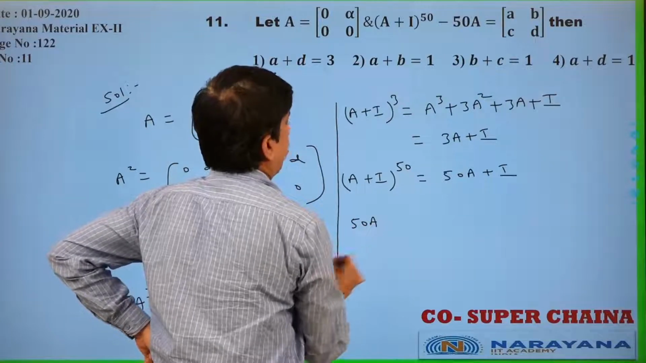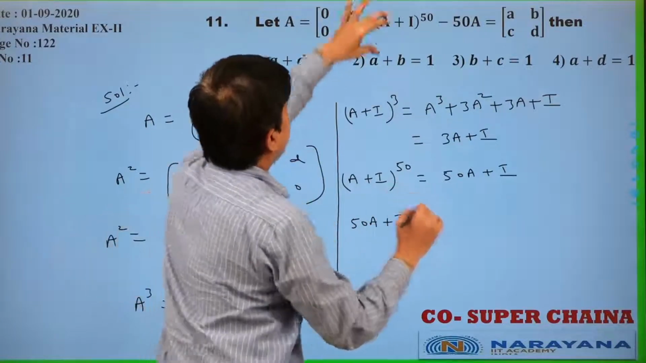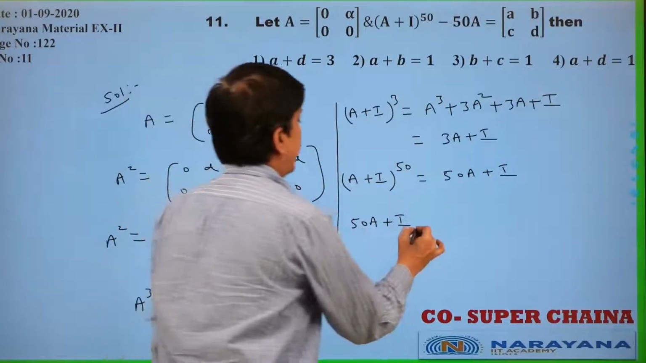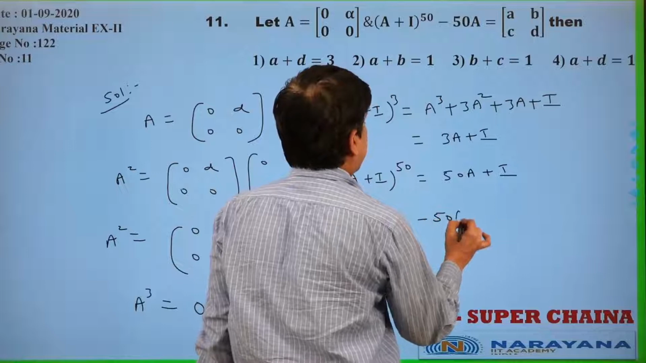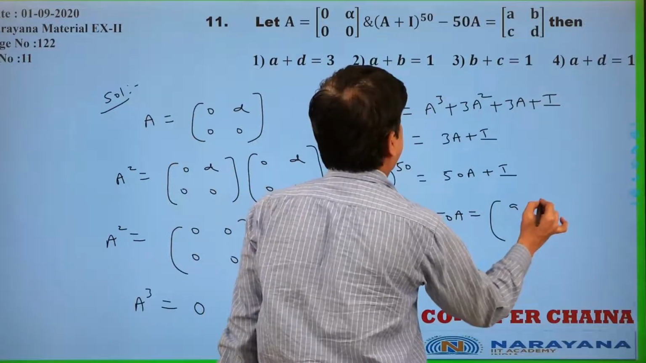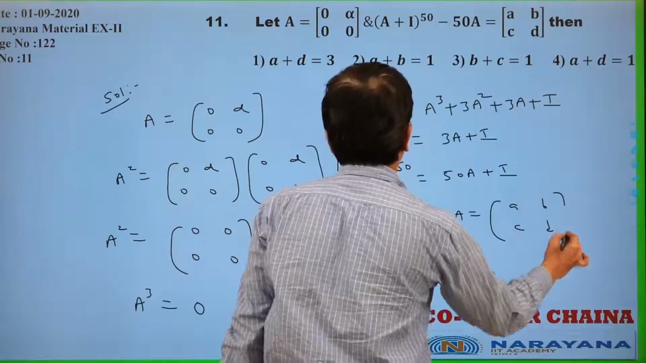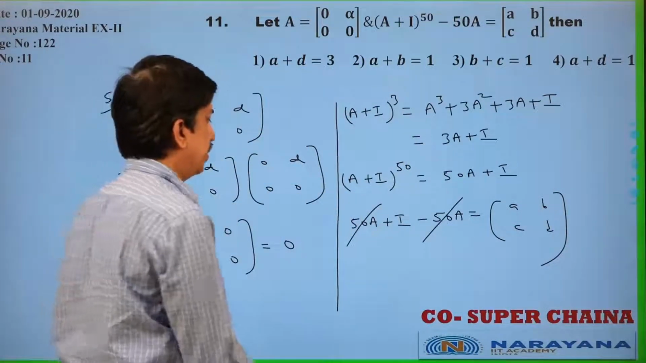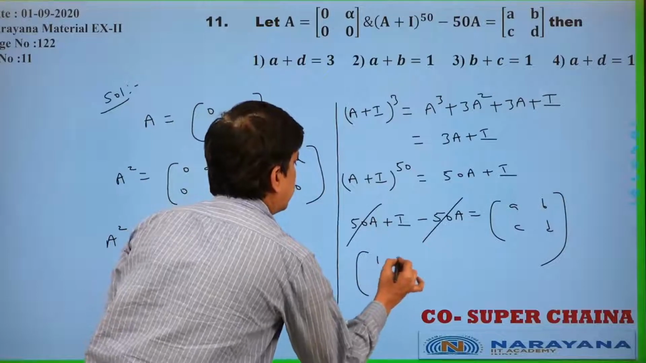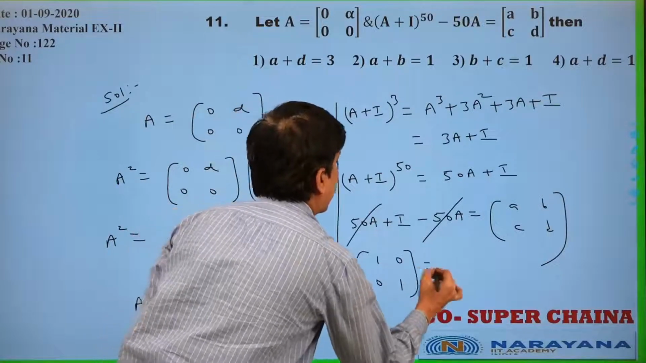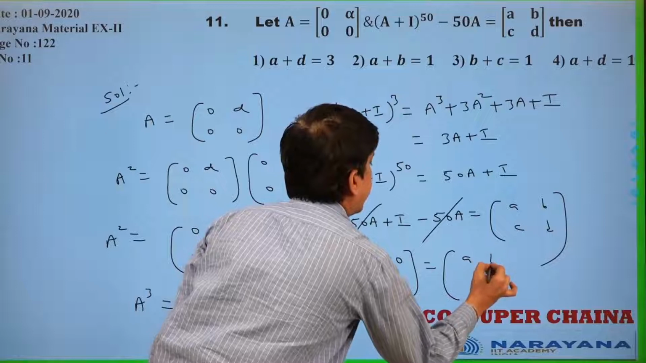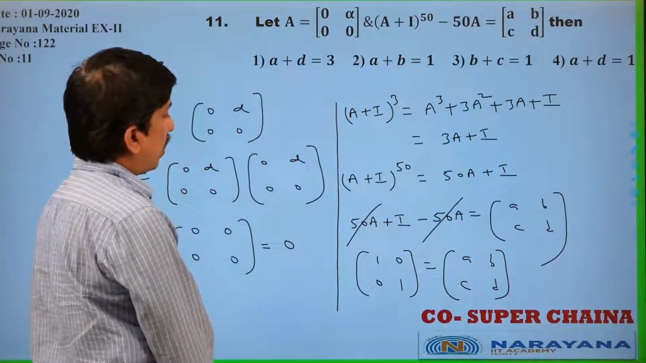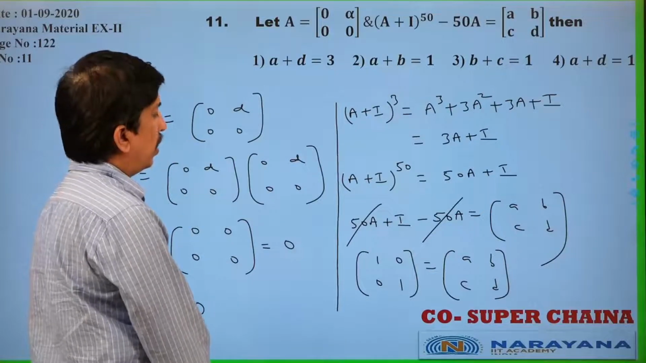Replacing (A plus I) whole power 50, it is nothing but 50A plus I minus 50A, that is equal to ABCD. I am writing it. Is it clear or not? 50A cancels, only I equal to ABCD. I means what is that? 1001 is equal to ABCD only. Now A equal to 1, B equal to 0, C equal to 0, D equal to 1.